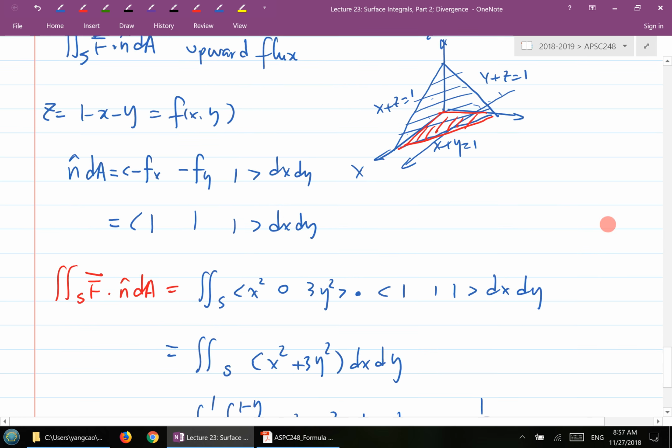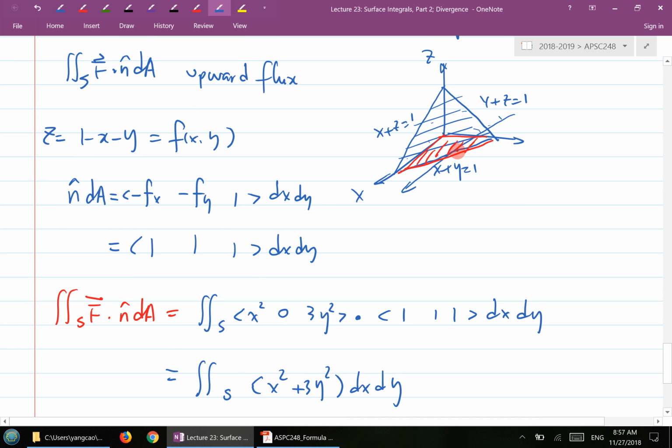However, you also have to be very careful. Let's say, for example, I call the bottom S1, and then this plane is S2, and then the side here is S3, and the YZ plane is S4. It's a little bit messy here. So there are 4 sides here. S1 is the bottom, S4 is YZ, and S3 is XZ.